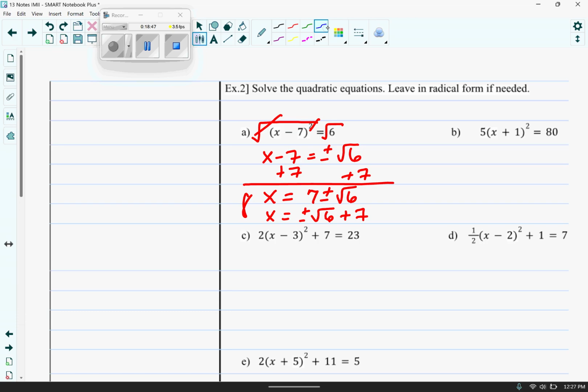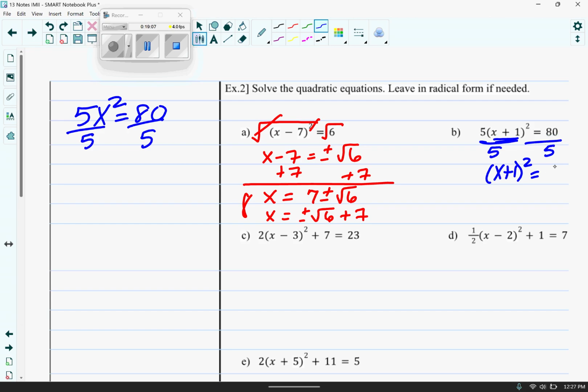B. Now this one, if I had 5x squared equals 80, we would divide by 5 first, right? So this portion right here, we need alone. So we're going to divide by 5 and divide by 5. So now we have x plus 1 quantity squared is equal to 80 divided by 5, which is 16. And now we're going to square root both sides. So now the square and the square root cancel. X plus 1 equals plus or minus 4.